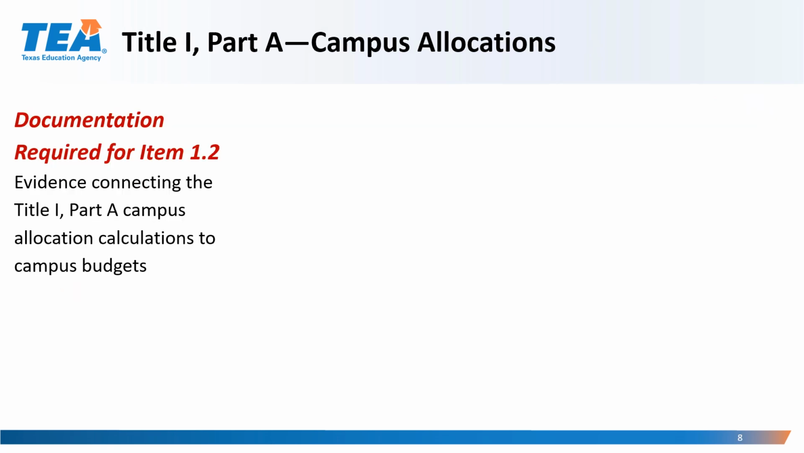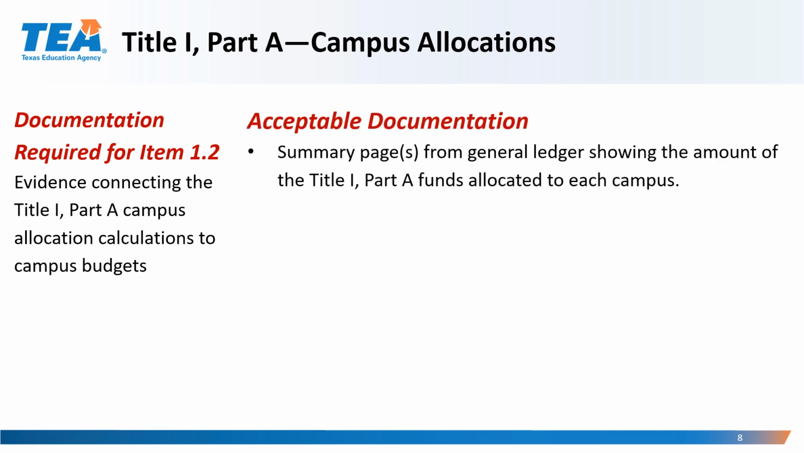For item 1.2, LEAs must submit evidence connecting the Title I Part A campus allocation calculations to the campus budgets. Acceptable documentation could include summary pages from the general ledger showing the amount of Title I Part A funds allocated to each campus.